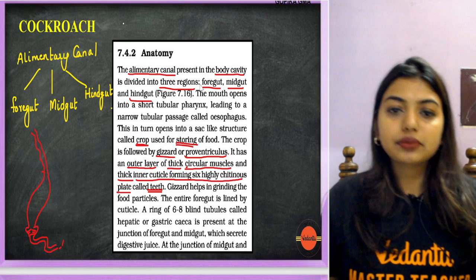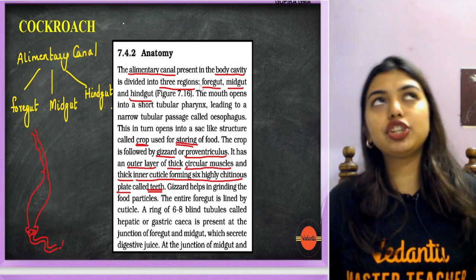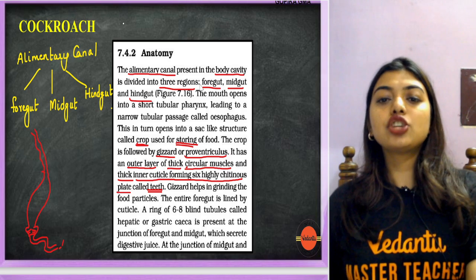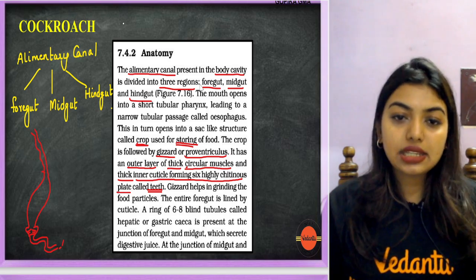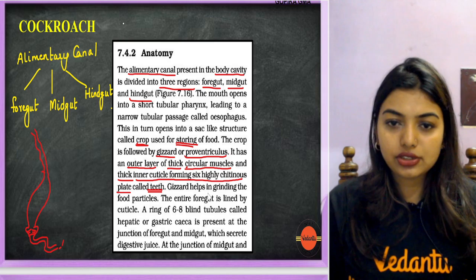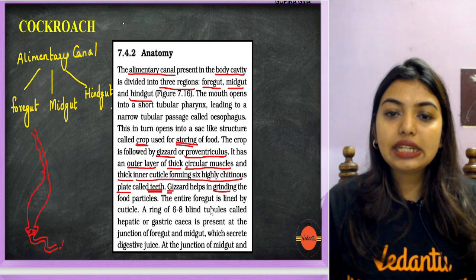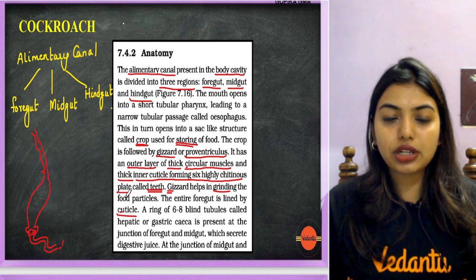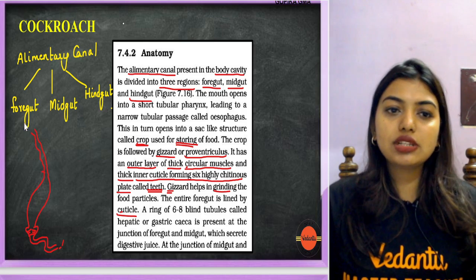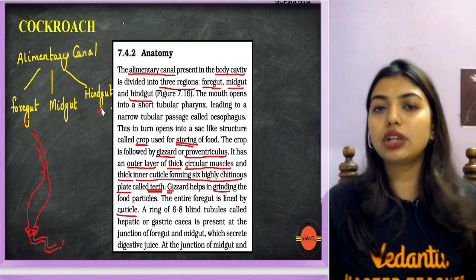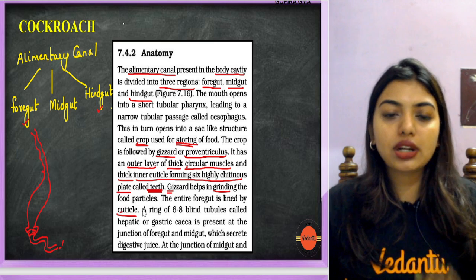So here, students, they are telling this gizzard is for grinding. G for gizzard, G for grinding. The gizzard will have chitinous teeth-like structures which will help in grinding. Now the entire foregut is lined by cuticle. The midgut will not have it, students. Foregut as well as hindgut will have cuticle lining, like how we have stomach lining, same way.